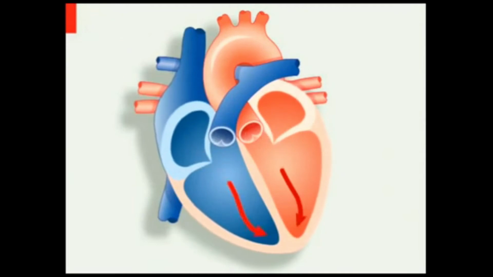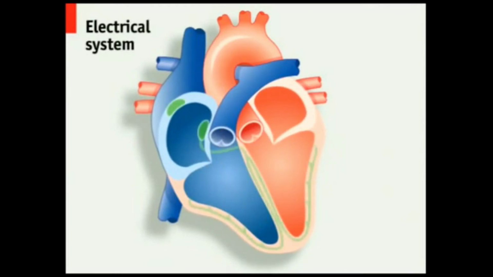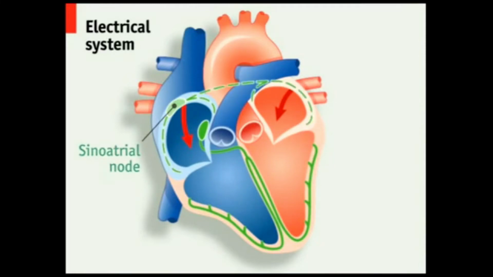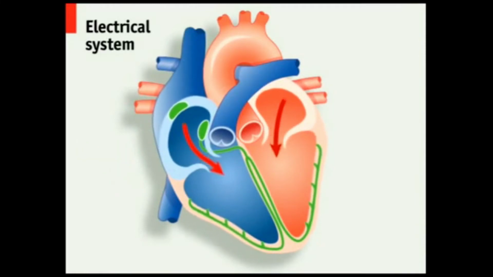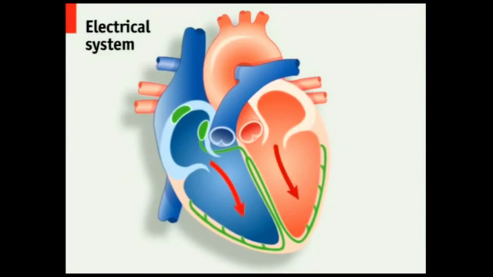Now let us see the electrical system of the heart. Heartbeat is regulated by electrical impulses. The sequence begins as the right atrium is filled with deoxygenated blood from all parts of the body. Left atrium is filled with oxygenated blood from the lungs. Electrical signal generated from the SA node makes both the atria contract. Contraction of the atria pushes the blood into the ventricles.